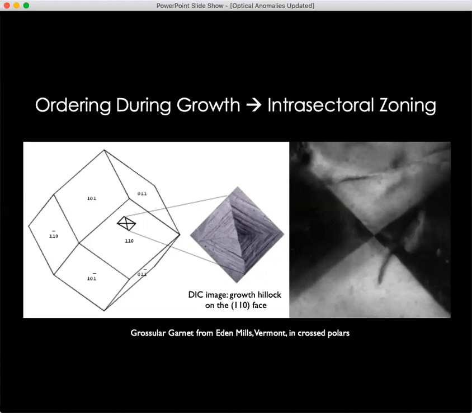Typically, this garnet would be completely extinct in all orientations in crossed polars. However, this garnet is allowing light to pass through it at different rates. These subsectors tell us a change in symmetry has occurred in this crystal.